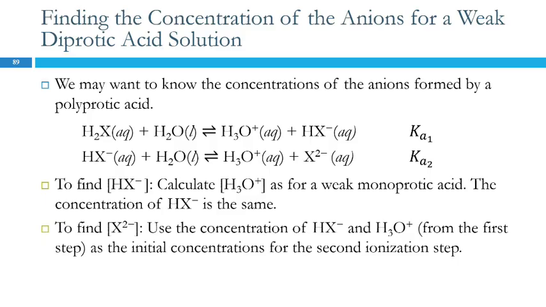So finding the concentration of the anions for a weak diprotic acid solution. For whatever reason, we may want to know the concentrations of the anions. Why would we want to know? Because there's an exam question that's asking us what they are. Otherwise, you probably don't care, and that's fine. So here's a generic diprotic acid, H2X, right? And so that loses a hydrogen to form HX minus. That has a first ionization constant. Then the HX minus loses a hydrogen to form X2 minus, second ionization constant.